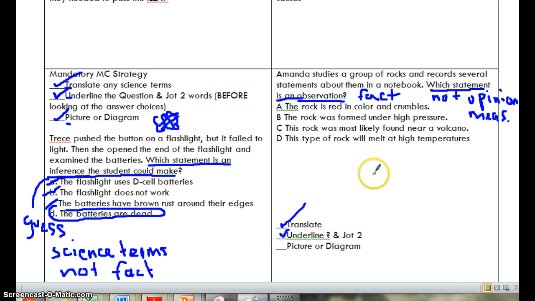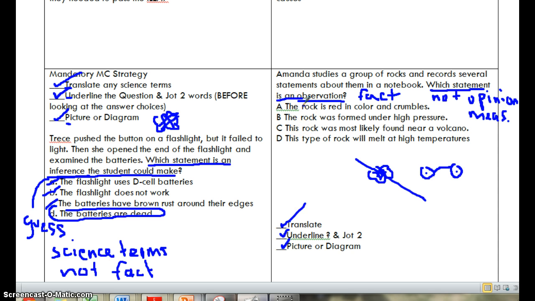If this is a fact, I'm going to draw my brain again, but then cross it out because we don't use thinking when we make an observation. In fact, a better picture might be to draw your eyes because we know it's something we can see. After you've got your T, U, O, and P, you are ready to actually answer your question.